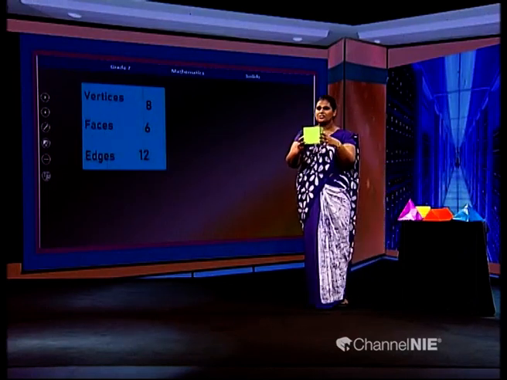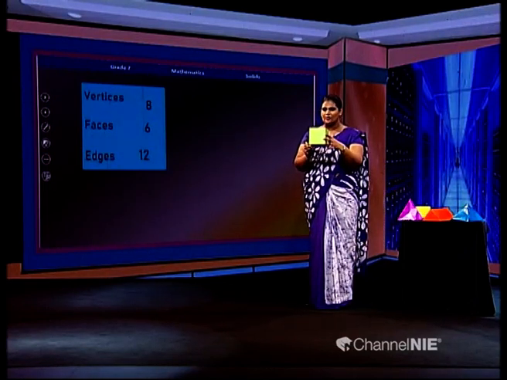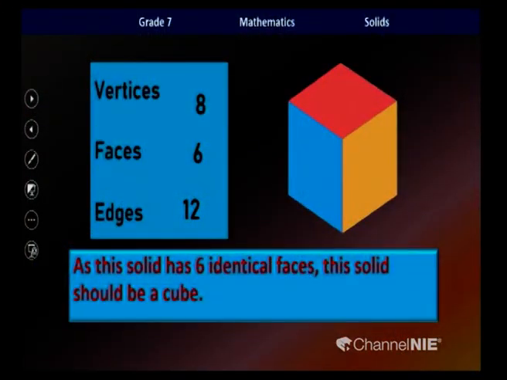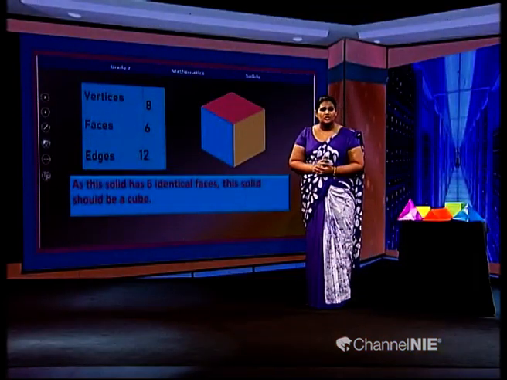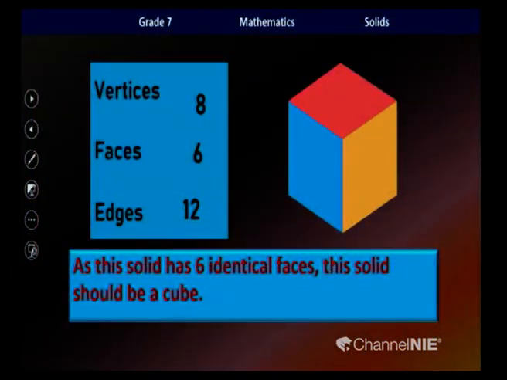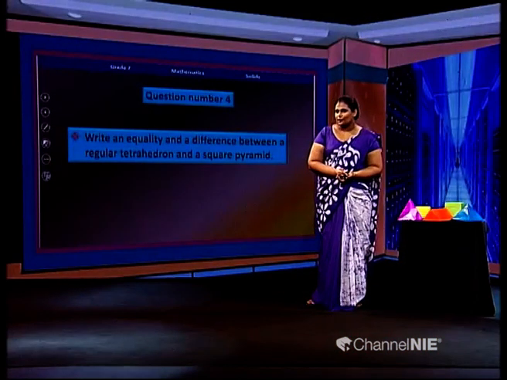The only solid we can take is cube. It has 6 identical faces, 8 vertices and 12 edges. Therefore, our answer should be a cube. Right. I think you have got that one also correctly. If you have accidentally got the answer wrong, quickly correct it in your writing book. Right. We will move on to another question.